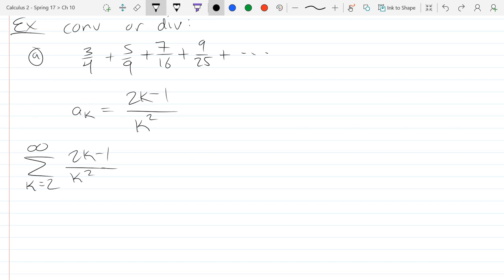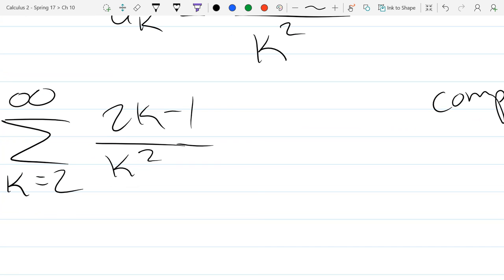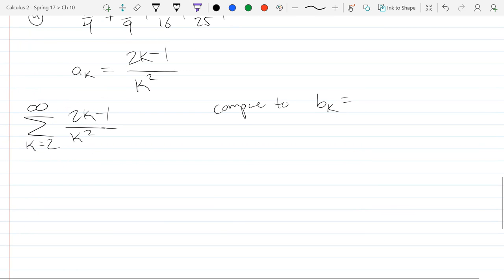OK, what should we compare this to? What is really important in here? Or maybe an easier question, what's not important? Minus 1. Turns out the times 2 is not terribly important either. So let's compare to k over k squared. Now, I would recommend you compare to 2k over k squared, but I'm just going to compare to k over k squared. So I know that minus 1 doesn't matter. Let's just compare to this. This is 1 over k, which is going to be a divergent p equals 1 series. That p equals 1 series is very popular. And p-series overall, very useful.